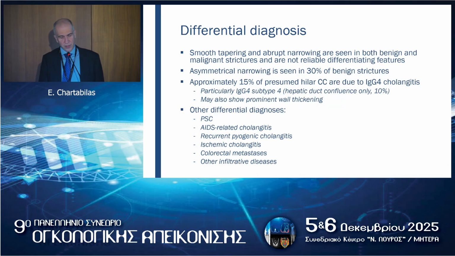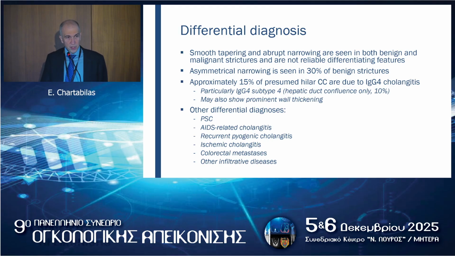Now, the differential diagnosis. Please keep in mind that smooth tapering versus abrupt narrowing are seen in both benign and malignant strictures, and they are not reliable differentiating features. You see that asymmetrical narrowing is seen in up to 30% of benign strictures. Additionally, approximately 15% of presumed hilar cholangiocarcinomas are finally IgG4 cholangitis.